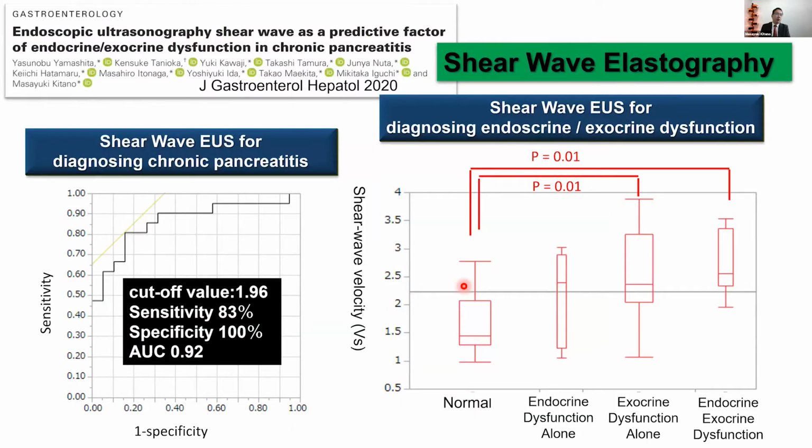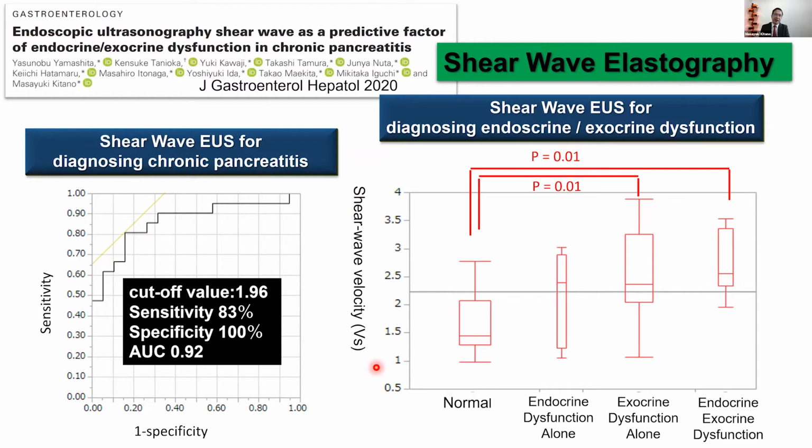Then we analyzed whether shear wave elastography is useful for diagnosis of chronic pancreatitis. We set the cutoff value of shear wave velocity at 1.96, and we found that its sensitivity and specificity are 83% and 100% respectively. And also, we assessed whether shear wave elastography is useful for assessing the severity of chronic pancreatitis.